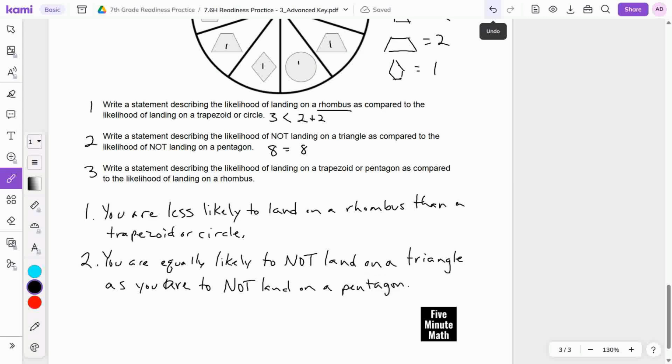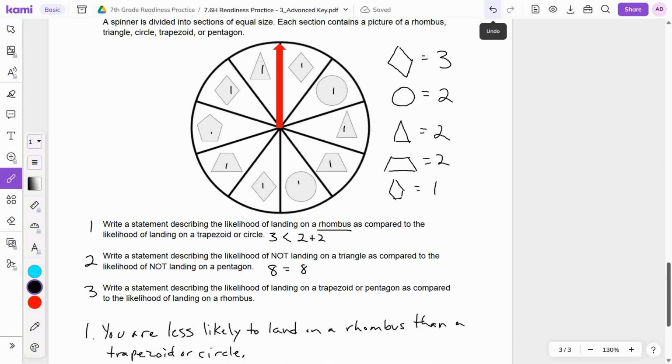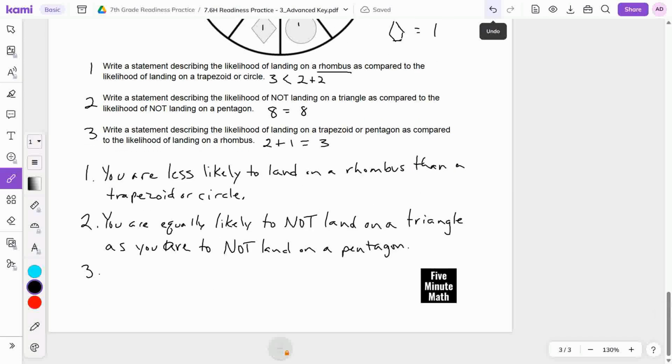All right, so for number 3, trapezoid or pentagon. So my trapezoid is 2. My pentagon is 1, compared to landing on a rhombus. My rhombus is 3. All right, so equally likely. All right. So once we get those numbers, we just have to write these statements.